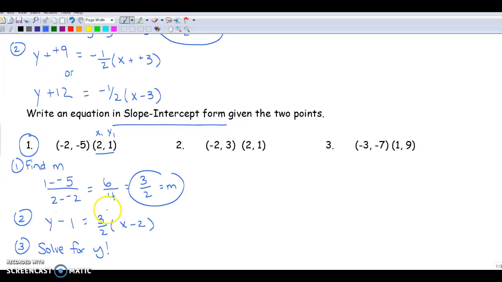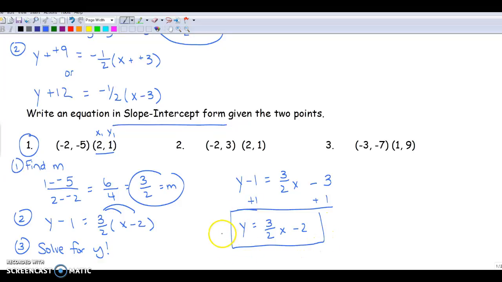So we're going to distribute the 3/2. I'm going to work over here. We won't be doing 2 and 3 at all. So I got y minus 1. 3/2 times x is 3/2 x. Minus 3/2 times 2 is just going to be 3. After that, I add 1 to get y by itself. I got y equals 3/2 x minus 2. So there's my answer. It's in slope-intercept form, and I'm done. So that's going to be pretty much review from the other day.